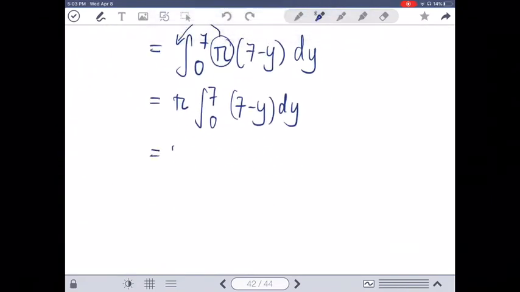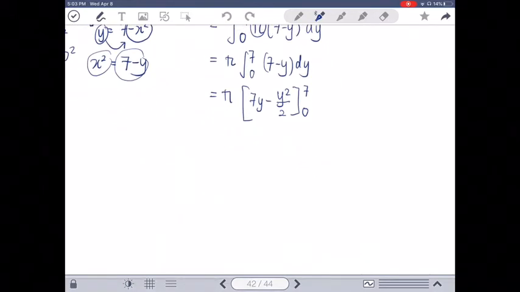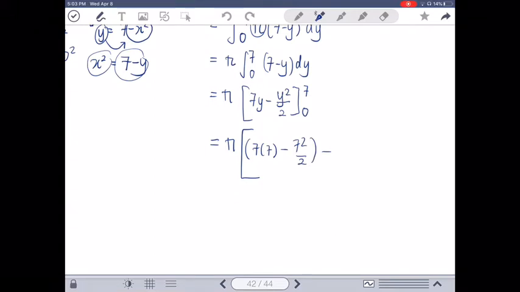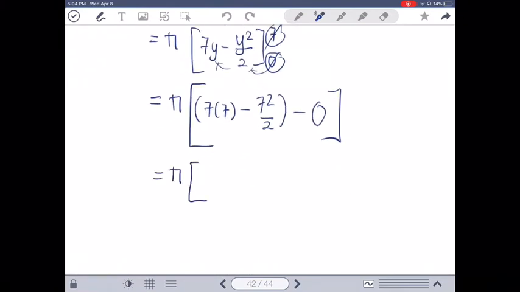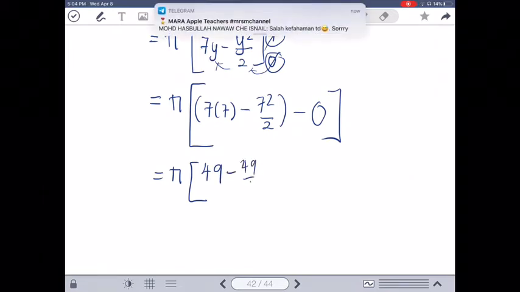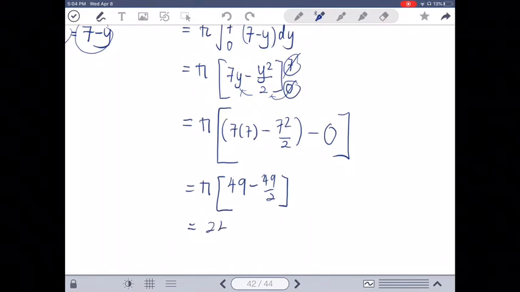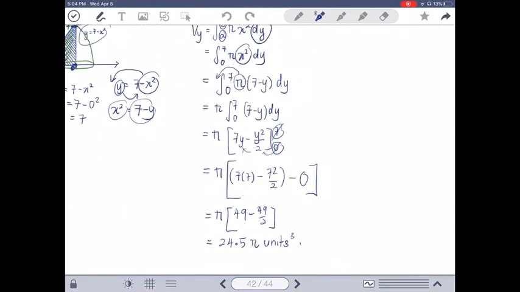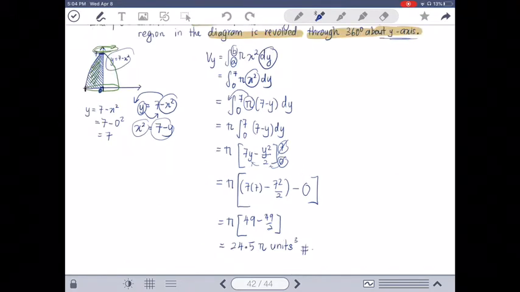Now we do the integration process. So pi times 7y minus y squared over 2. This is a normal integration from 0 until 7. Now you substitute the value. Pi times 7 times 7 minus 7 squared over 2, minus, so top settle, bottom 0. If we substitute 0 into both terms, we will get 0. So it's just minus 0. So we should get pi times 49 minus 49 over 2 minus 0, which is just equal to 24.5 pi units to the power of 3 since it's volume. So that is your final answer for this question.